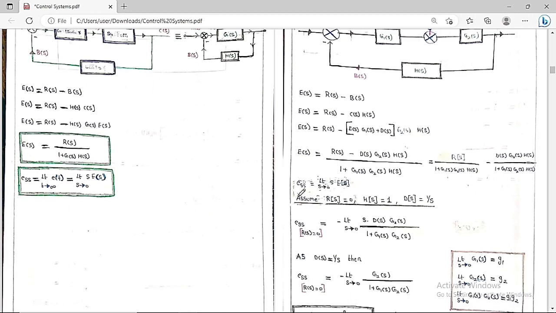Then what is steady state error? You know, the steady state error is equal to limit t tends to infinity, E of t, which is equal to limit s tends to 0, s into E of s. Same thing we wrote. Steady state error is equal to limit t tends to infinity, E of t, which is equal to limit s tends to 0, s into E of s.